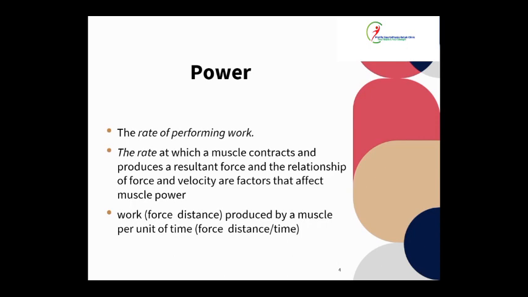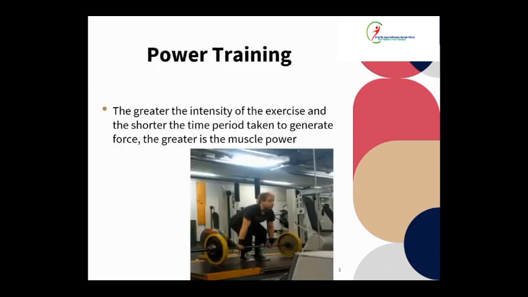The next one is power. Power is the rate of performing work. The rate at which a muscle contracts and produces a resultant force, and the relationship of force and velocity are factors that affect muscle power. So, work produced by a muscle per unit of time, that is power. And I repeat, work produced by a muscle per unit of time, that is power.